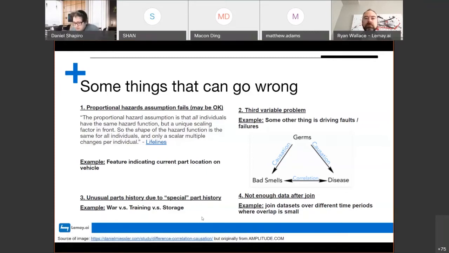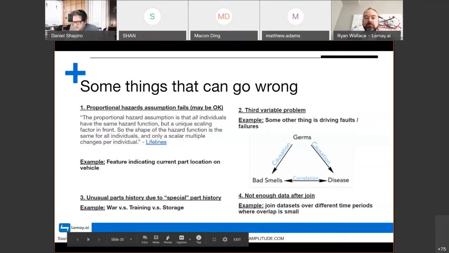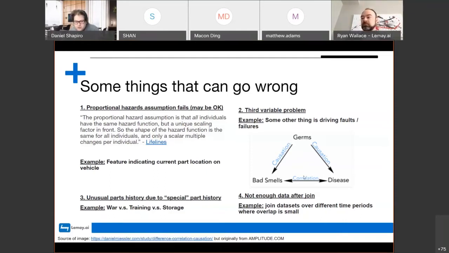And another very common problem is just not enough data. Sometimes you'll run into a situation where, when you do a join across a few different fields that you want to use in your predictor, there's less data than you expected. And that may force you to use a simpler model because you have less data.